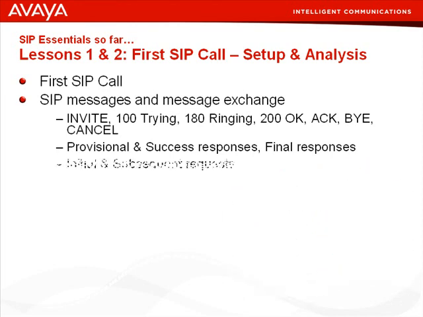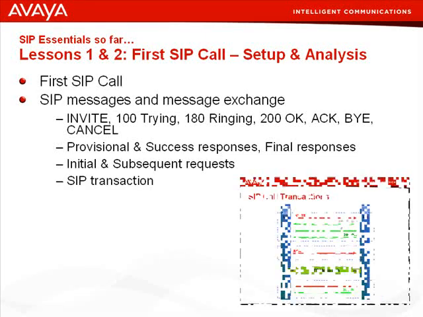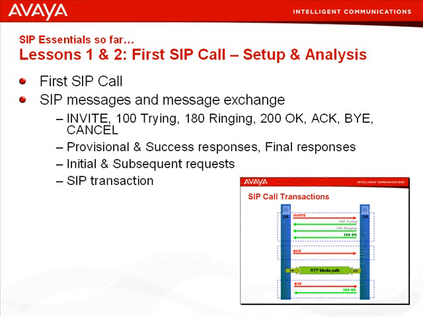We discussed the important difference between initial requests, being any request that begins or initiates a SIP session, and subsequent requests, being any other request within a SIP session that follows that initial request. We talked about SIP transactions. Remember the small self-contained exchanges between SIP devices? The transaction begins with a request and almost always finishes with a final response, including any provisional responses that may come in between. The exception to that rule, of course, was the ACK, the self-contained transaction.